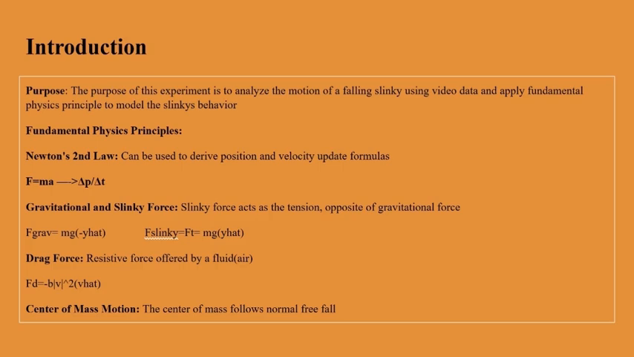Additionally, we have the gravitational and slinky force. The slinky force acts as the tension, and it is the opposite of the gravitational force. So the gravitational force equals negative mg, while the force of the slinky, or force of tension, equals mg. We also have the drag force, which is the resistive force offered by a fluid, such as air in this case, and the equation is seen below. And then we also have the center of mass motion, so the center of mass follows normal free fall.